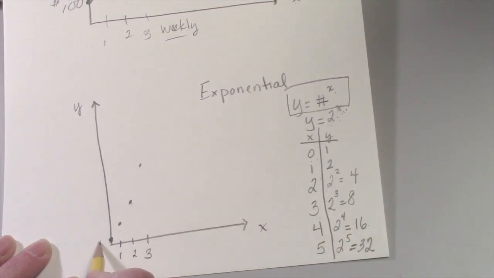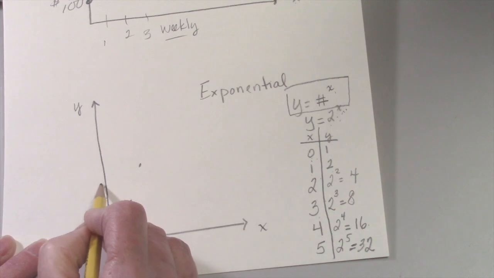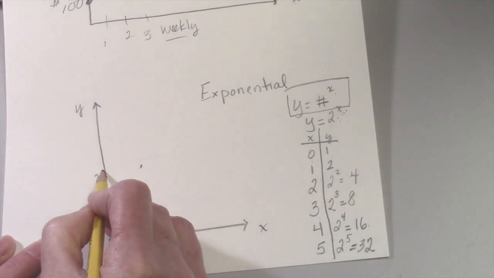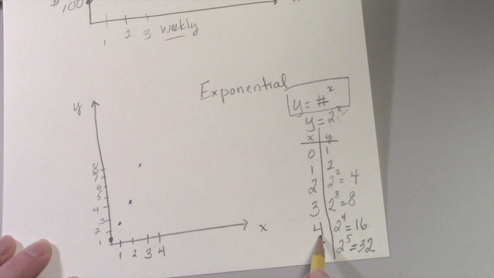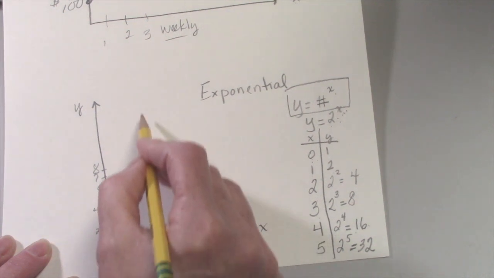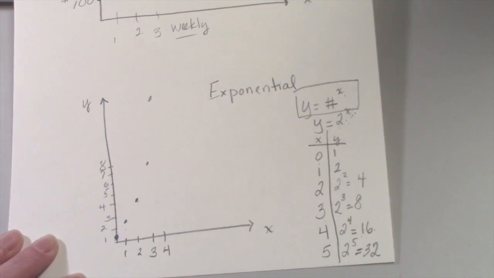So if this was 1, then 2, then 3, then 4, then 5, then 6, then 7, then 8. So it's going up much quicker, okay? And then over to 4, at 4, I go all the way up to 16. So 16 would be way up here or so, right? If I kept counting on the axis, and then keep going up to 32.